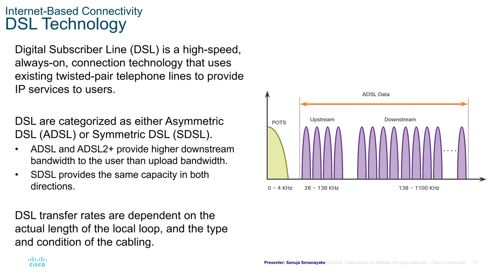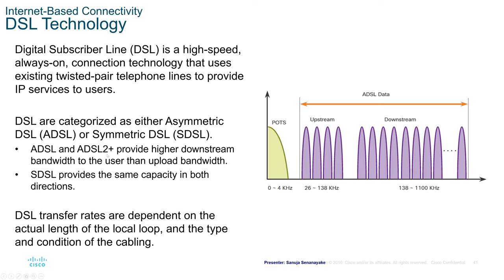DSL technology. Digital subscriber line, also known as DSL, is a high-speed, always-on connection technology that uses existing twisted pair telephone lines to provide IP services to users. DSL is categorized as either asymmetric or symmetric. Asymmetric DSL is known as ADSL, while symmetric DSL is known as SDSL.